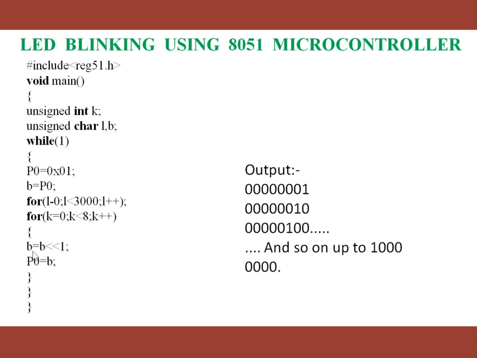Then again the curly bracket starts, b is equal to b shifted left by 1, for shifting the contents towards the left side. You can see the bulb will glow one by one, and this one value of 1 is getting shifted to the left side. P0 is equal to b, and the curly bracket stops, and the output will be like this. The 1 will be here at this particular instance, then at this point, then third, and so on. One by one the LED will glow, and it will be repeated for this many times. So this is the entire program in embedded C language. That's all from my side. Thank you so much.